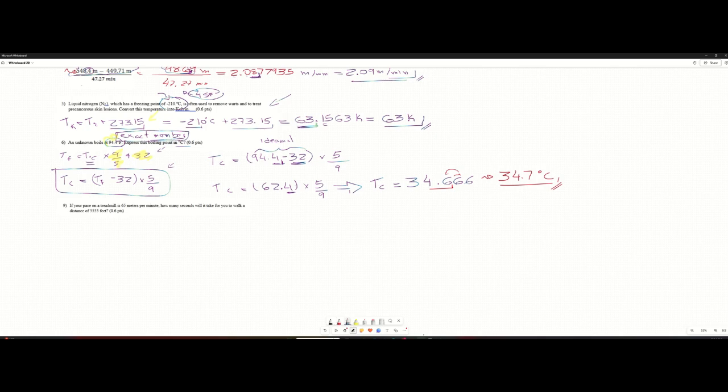Okay, so last one. I will now do the bonus, because you're going to find the bonus question in a separate video. If your pace on the treadmill is 65 meters per minute, how many seconds will it take for you to walk a distance of 5,555 feet? So, how are you going to do this? You know that you can do 65 meters per minute. Now you need feet.